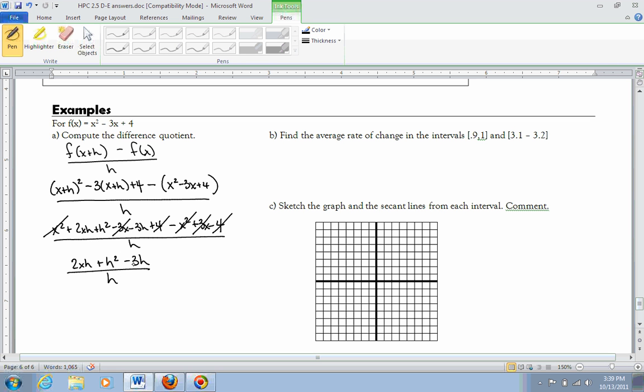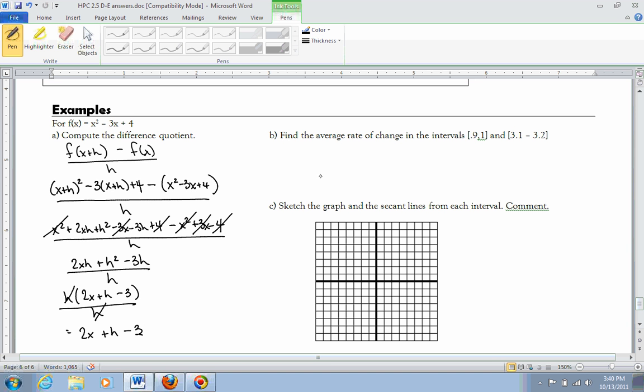You notice that there is a common term in the numerator. If you pull the h out, you're left with 2x, 1h, and a minus 3, all over h. If you cancel the h's off, your difference quotient is just 2x plus h minus 3.